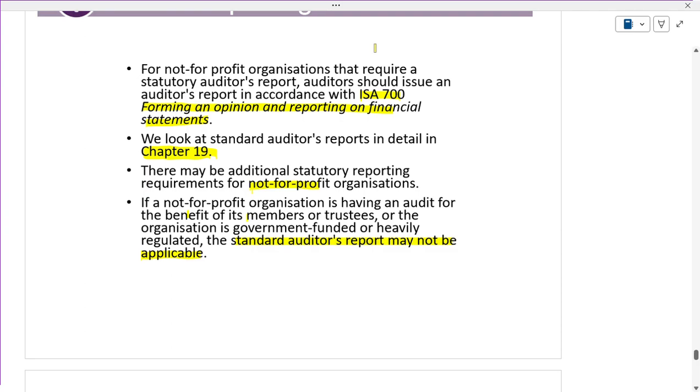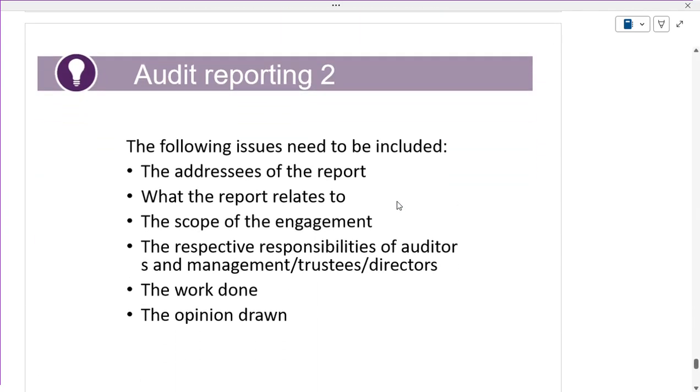When it is not applicable: having an audit for the benefit of members or trustees, or organization is government funded, or heavily regulated, heavily controlled by the rules and organizations, then standard auditor report may not be applicable. How the audit report should work? The addressee should be there. See, now you know, in the next chapter, last chapter, you will have the audit report format. Precisely, we will focus on that and remind me, okay, I will give you the point, because in every alternate exam they will ask you the report content, report pattern, how the report is going to be presented, which item should be included in the auditor's report, which item should not be included.